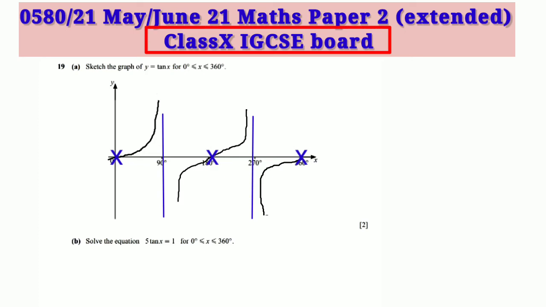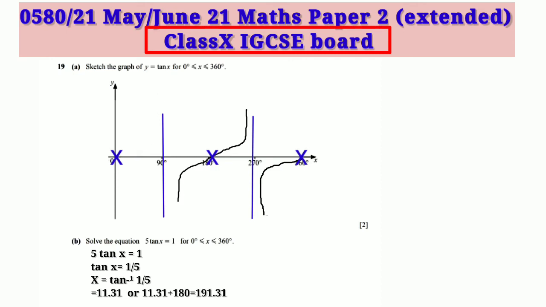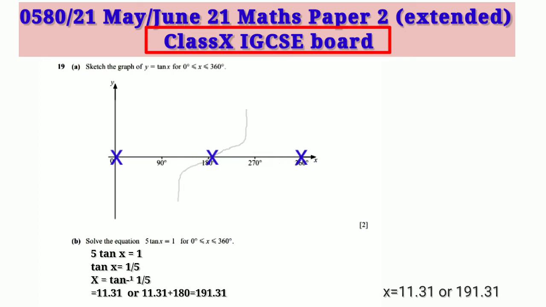B part of 19th question. Solve the equation 5 tan x equals 1 for 0 less than or equal to x less than or equal to 360. 5 tan x is equal to 1. Therefore tan x is equal to 1 by 5, or x is equal to tan inverse of 1 by 5. tan inverse 1 by 5 has a value of 11.31 and repeats after 180. So 11.31 plus 180 will give us the value 191.31. So the two values of x are 11.31 and 191.31.